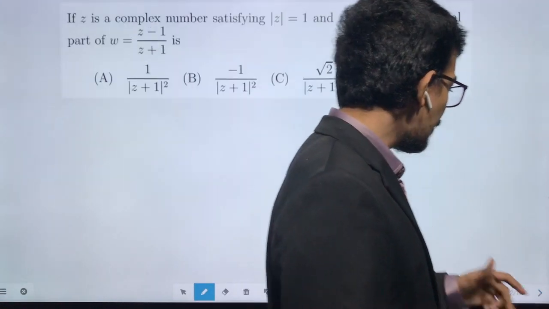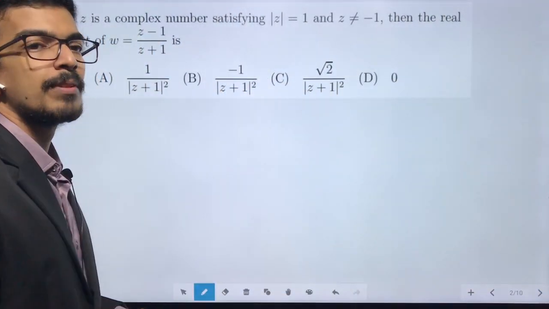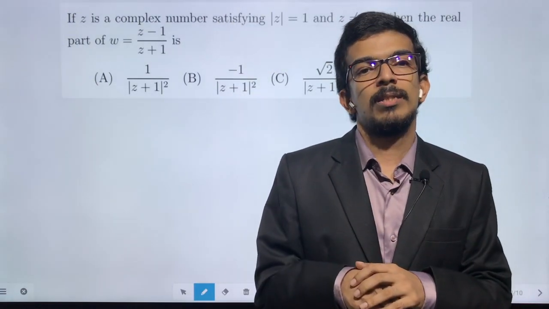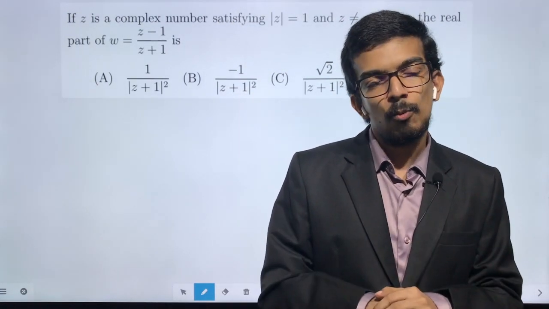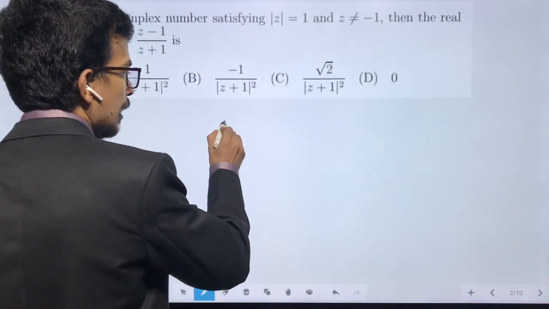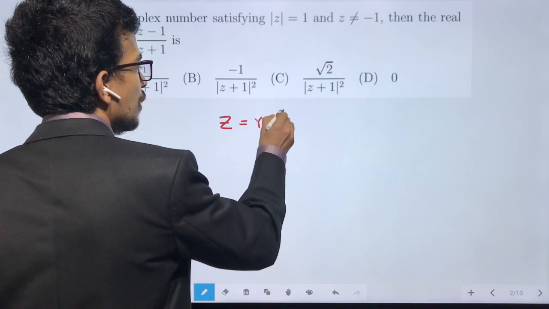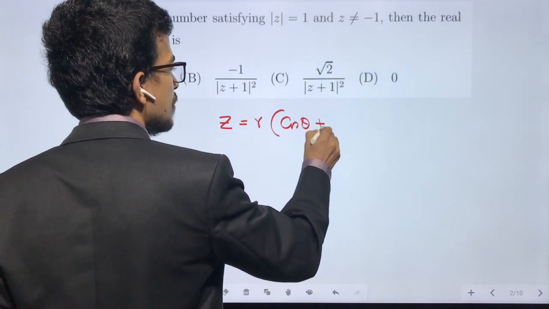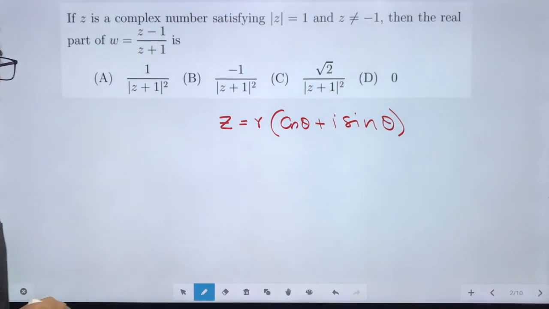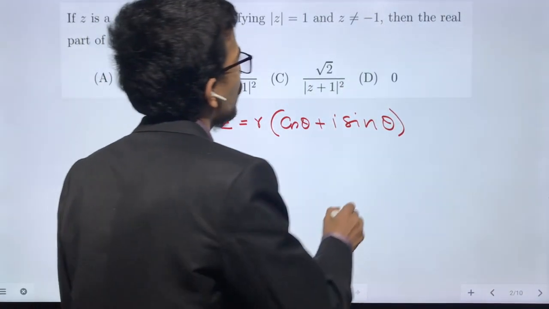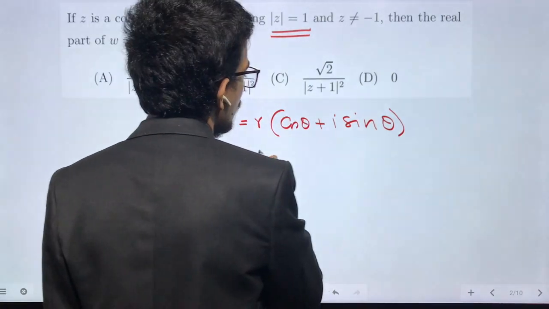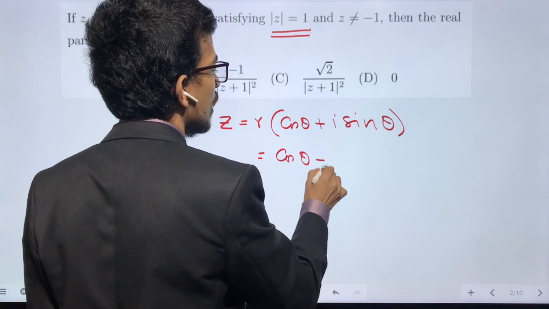So, in the previous method, we were using rectangular coordinates. Not everybody prefers to use rectangular coordinates. Sometimes you might want to use polar coordinates. So in this case, I'm going to put z is equal to r into cos theta plus i sin theta. And of course, mod z is 1 and mod z is nothing but our r. So this is cos theta plus i sin theta.